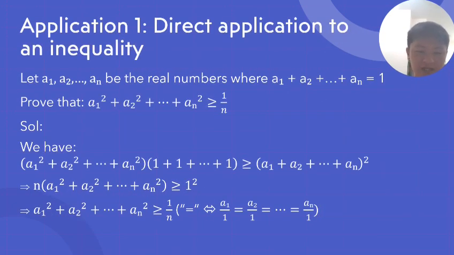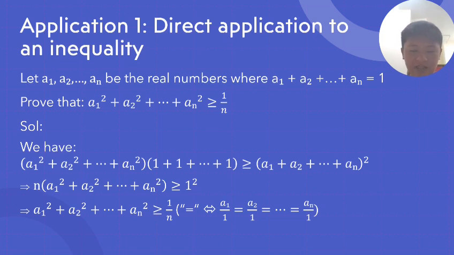So the first application: direct application to an inequality. Let a1, a2, dot dot dot, an be real numbers whose sum is 1. Prove that a1 squared plus a2 squared plus dot dot dot plus an squared is larger or equal to 1 over n. The solution is: we take a1 squared plus a2 squared plus dot dot dot plus an squared multiplied with 1 plus 1 plus dot dot dot plus 1, which has n ones, so that we can apply the Cauchy-Schwarz inequality here.